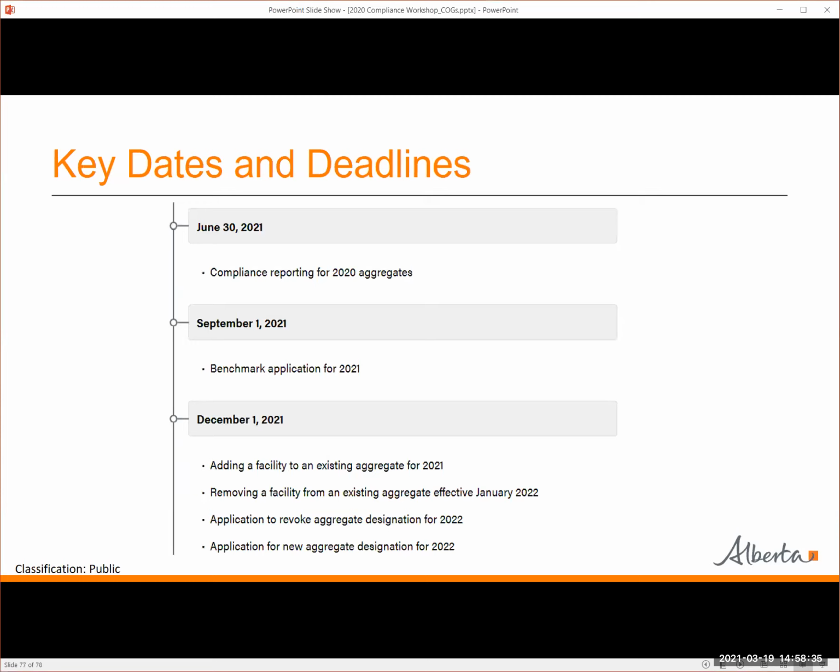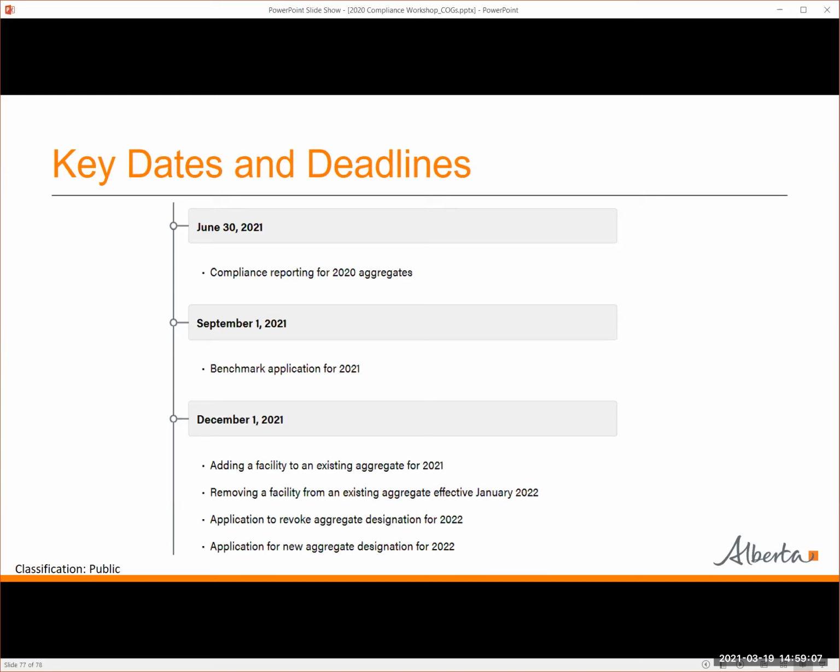And this infographic should look familiar to folks. It's taken directly from our TIER conventional oil and gas website. So coming up on June 30th, as we've been discussing, is our compliance reporting deadline for the 2020 compliance year. On September 1st, we've got a deadline coming up for benchmark applications for 2021. That would be for new aggregate facilities that first entered TIER for the 2021 compliance year.